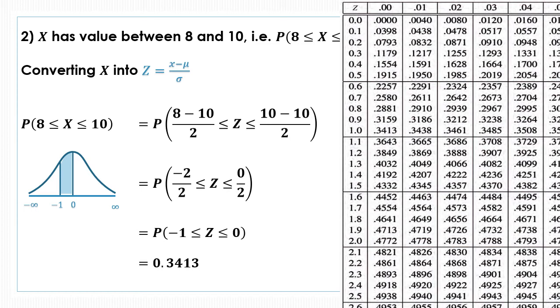Let's check out other sums also. We are going to do 3 illustrations in this tutorial, and we have completed the first illustration. We will move forward towards the second one.